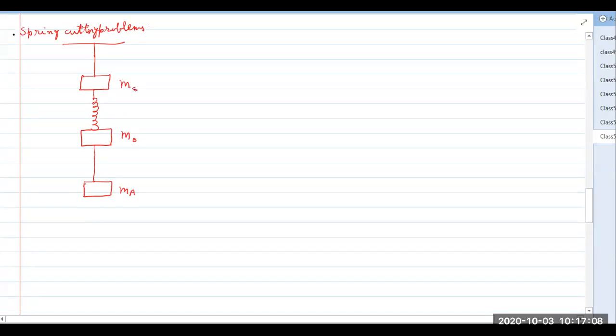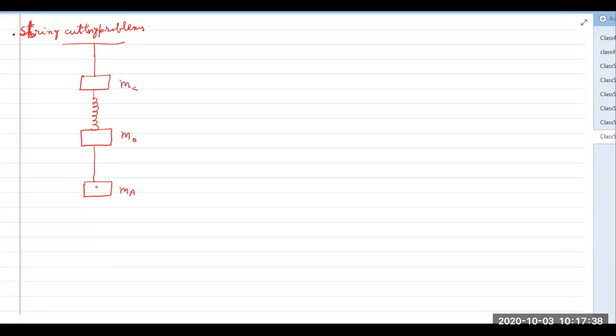What we are going to do is not a spring cutting problem. Spring is involved in the system, but we have a string cutting problem. S-T-R-I-N-G, not a spring. The spring is not cut, but the string is cut, and we have the spring involved in the system. Some string will be cut in this diagram, and the spring will be involved in the system. So how do we solve it? What kind of questions are asked? So we can take a question.